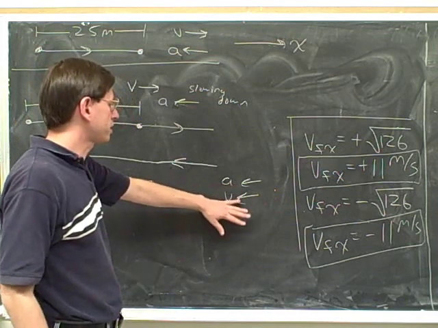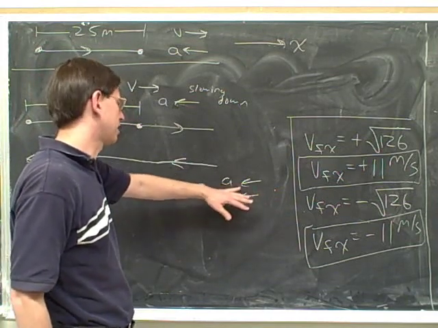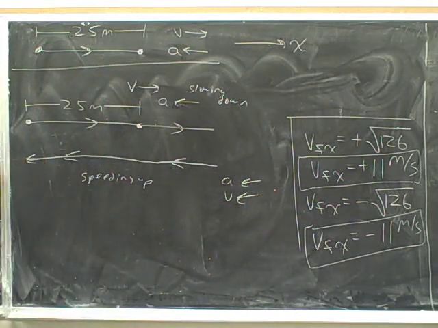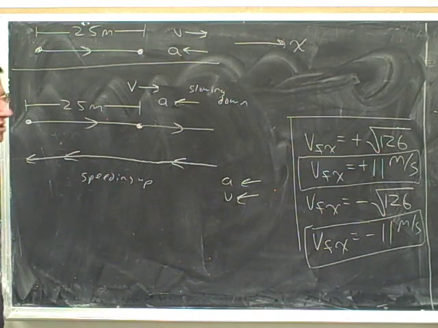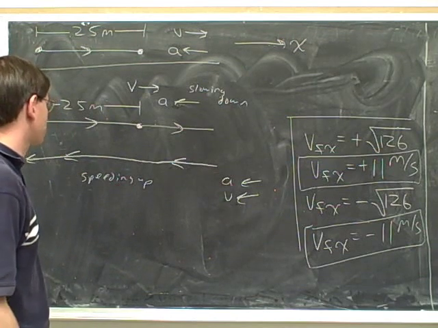Well, now the acceleration and the velocity are pointing in the same direction. We're moving to the left and still accelerating to the left, so we'd be speeding up. And this is going to basically continue indefinitely. We're going to keep moving off to the left, going faster and faster and faster if we continue accelerating to the left at 9 meters per second squared.